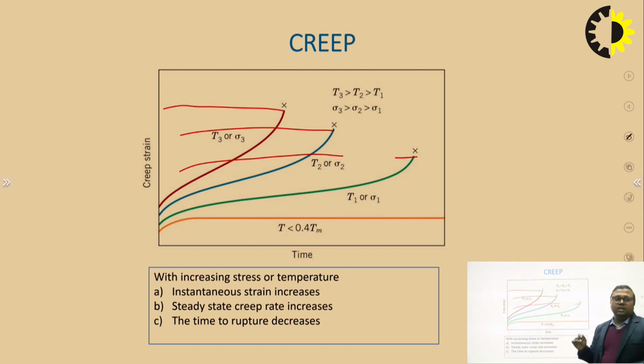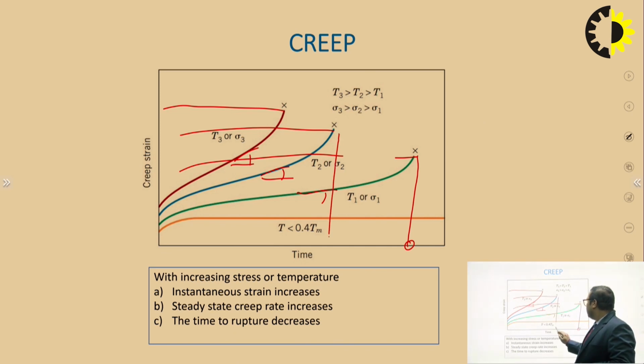And we can see that with an increase in stress or temperature, the steady state creep rate increases. Creep rate is also increasing, you can see. Also the time to rupture decreases. Initially rupture was found at this time. Here time decreases and here time also decreases.